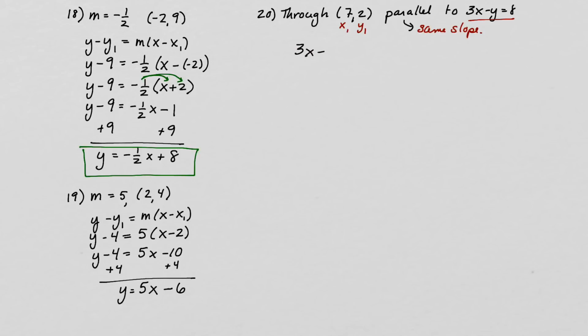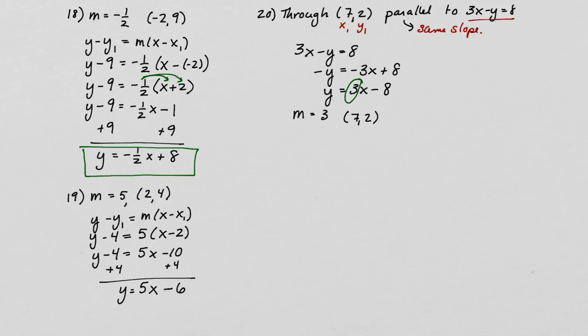So we're going to start with 3x minus y equals 8. So minus y is going to be minus 3x plus 8. All I did was subtract 3x from both sides. And now I'm going to divide everything by negative 1. So y is going to be positive 3x minus 8. The important part here is the slope being 3. I don't really care that there's a negative 8. I just care about the slope. So right now I've got the slope being 3, and I've got the point 7, 2.